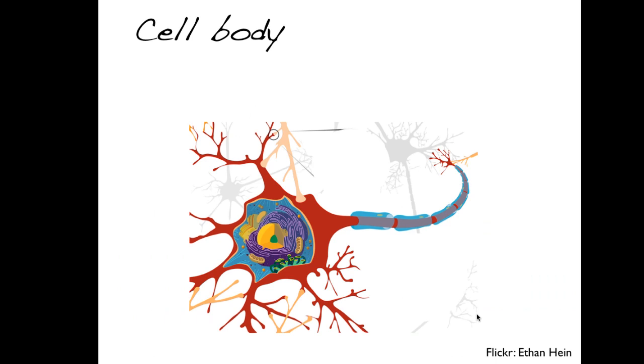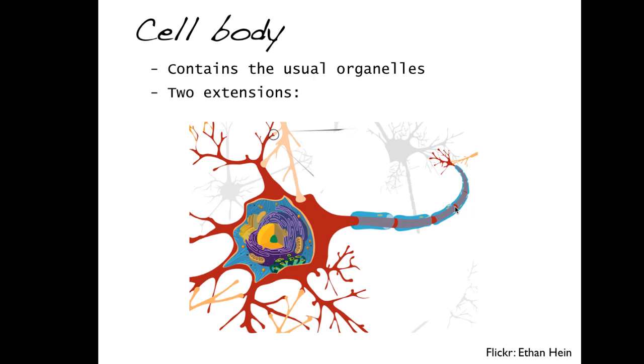So let's start off by talking about the cell body. The cell body is pictured right here. It contains all the usual organelles we would expect to see. So you can see we've got a nucleus, we've got some mitochondria, some ribosomes, and a whole host of other organelles we would usually expect to see in a regular cell.